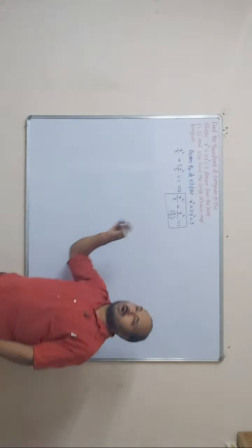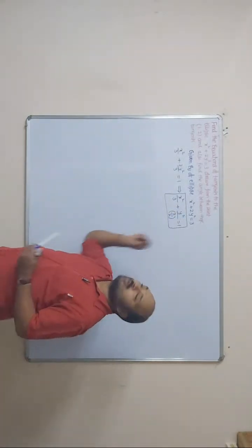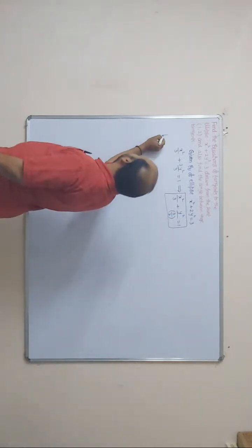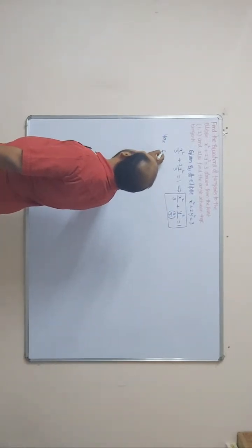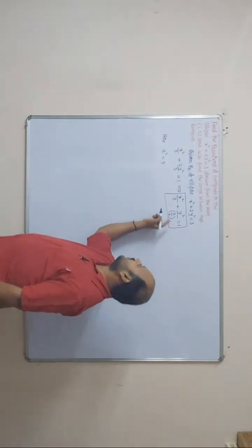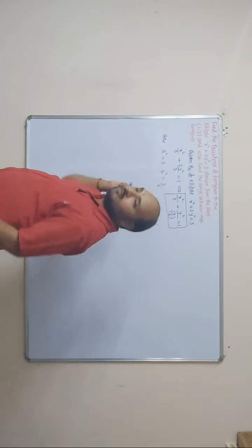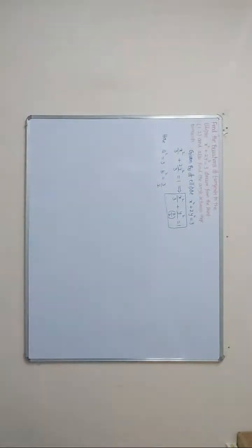This is in the form of x square by a square plus y square by b square equal to 1. Here a square equal to 3, b square equal to 3 by 2. Are you able to follow, all of you? Are you able to see that? Yes.